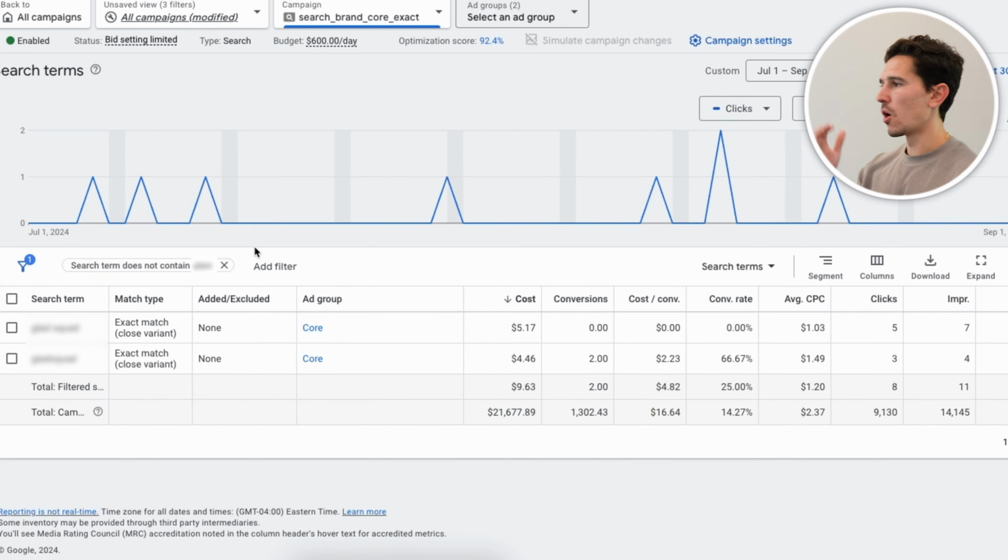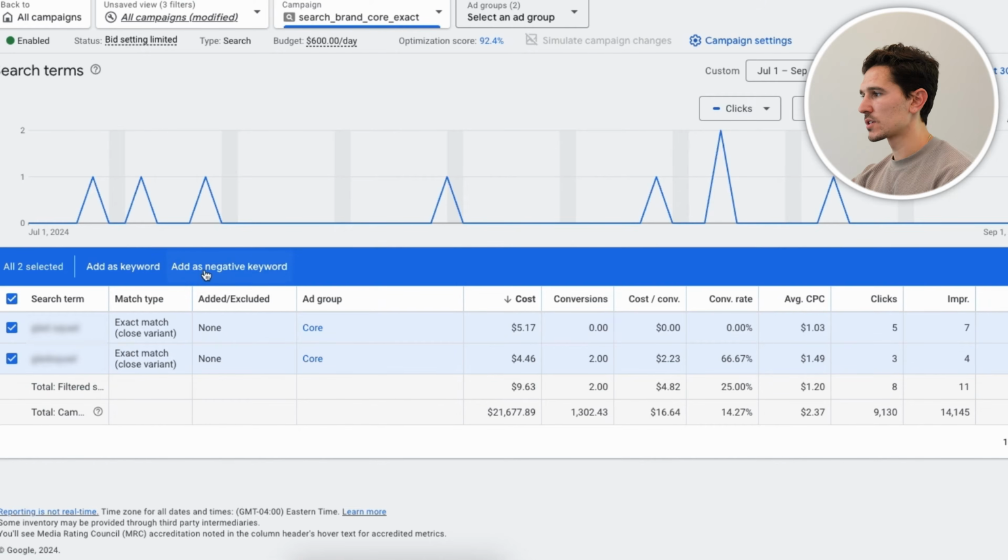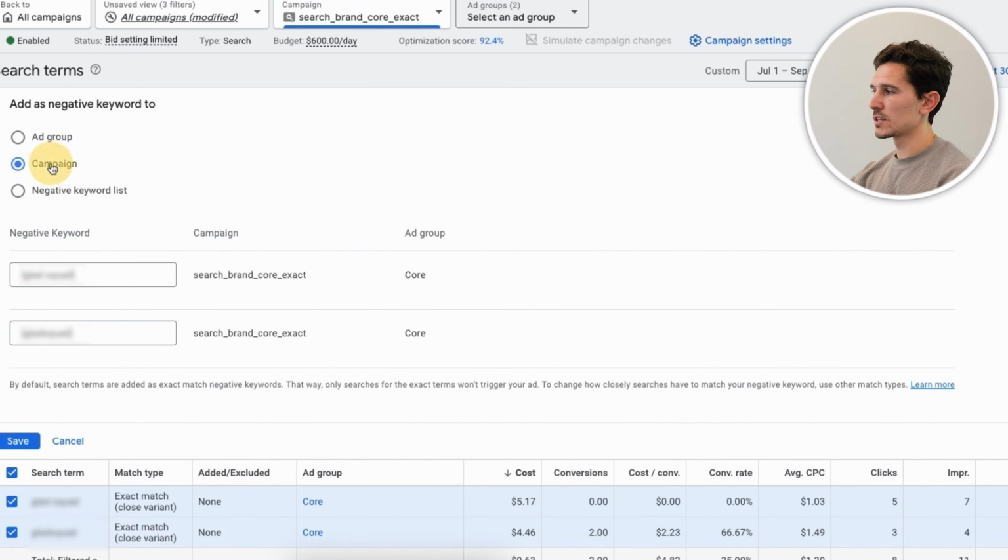What this is going to show you is all the search terms that are not applicable to your brand. And the easiest thing that I like to do here, just click the top box, add as a negative keyword. And in most cases, we're going to add this at the campaign level because it might still apply to other campaigns, right? We don't want to necessarily put this at the account level, and it's not an ad group exclusion because we just have one ad group in this campaign. So it's going to be a campaign-wide negative.